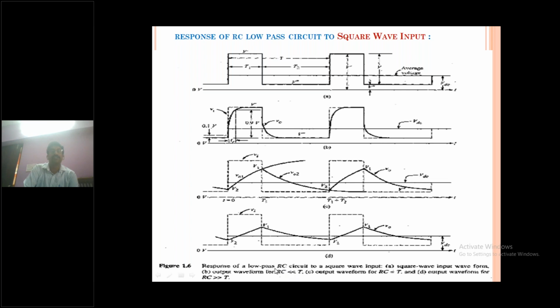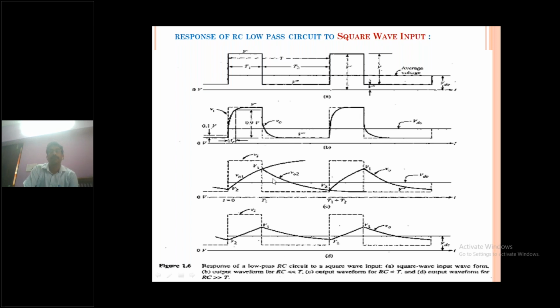That means the capacitance is a very small value, or the time constant is very small compared to the period of the input square waveform. A very small capacitance means fast charging, so the rise time is also very small. That's why you see the B diagram. Whenever the first positive peak is applied, the capacitor charges fast. After T1, the capacitor also discharges very fast. This is the condition for RC far less than T.